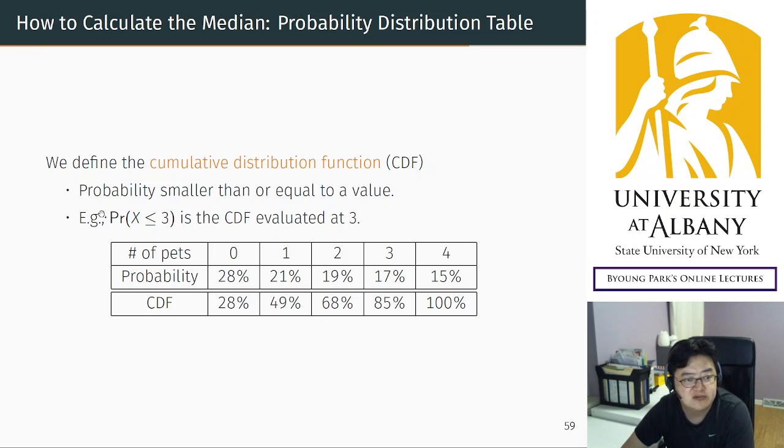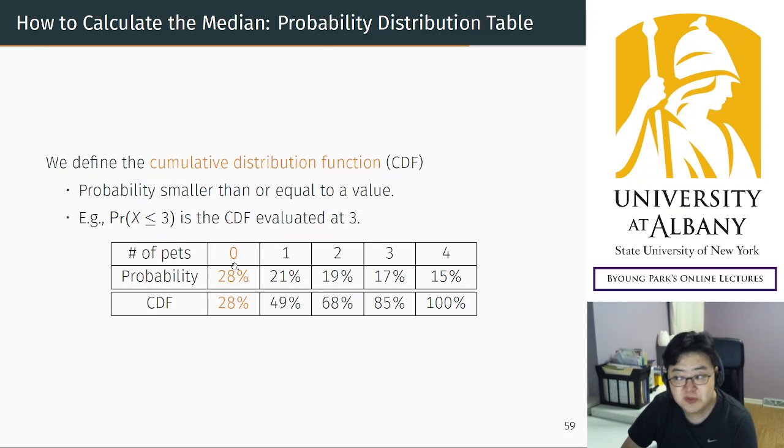So for example, this is a cumulative probability: the probability that x is smaller than or equal to 3. So probability up to 3, 3 or smaller, right? Then, from the original probability distribution table, the CDF is calculated like this.